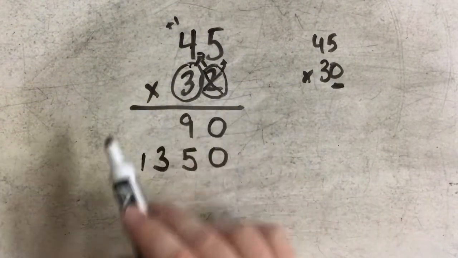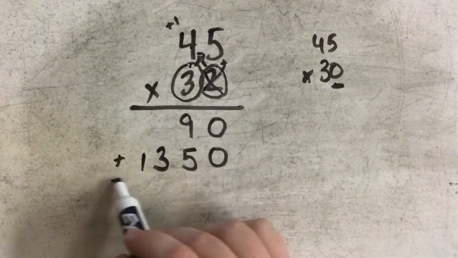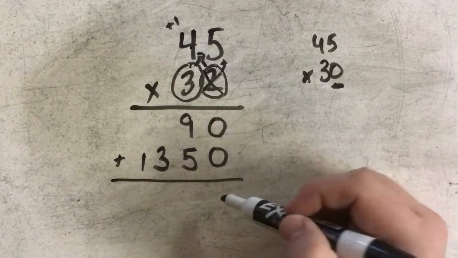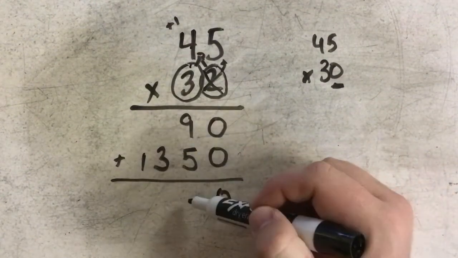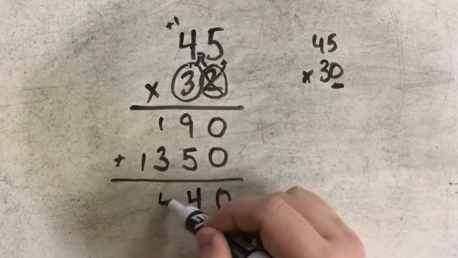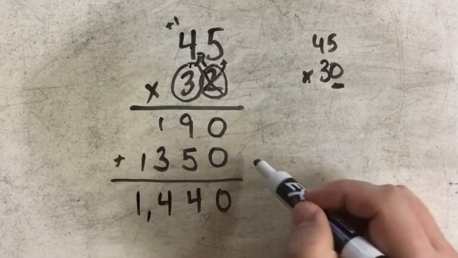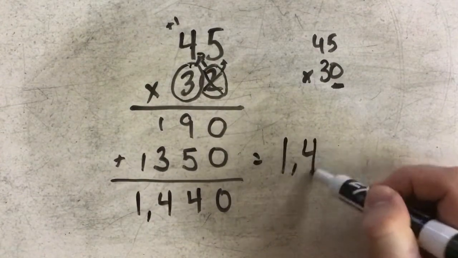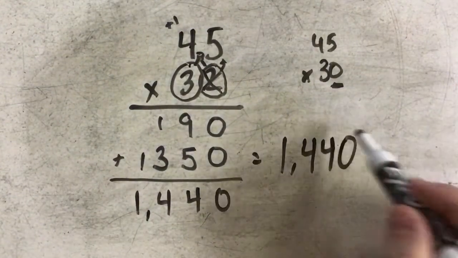And now all I need to do is simply add these two partial products together. So I have 0 plus 0 is 0, 9 plus 5 is 14, 1 plus 3 is 4, and I bring my 1 down, so my answer would be 1,440.